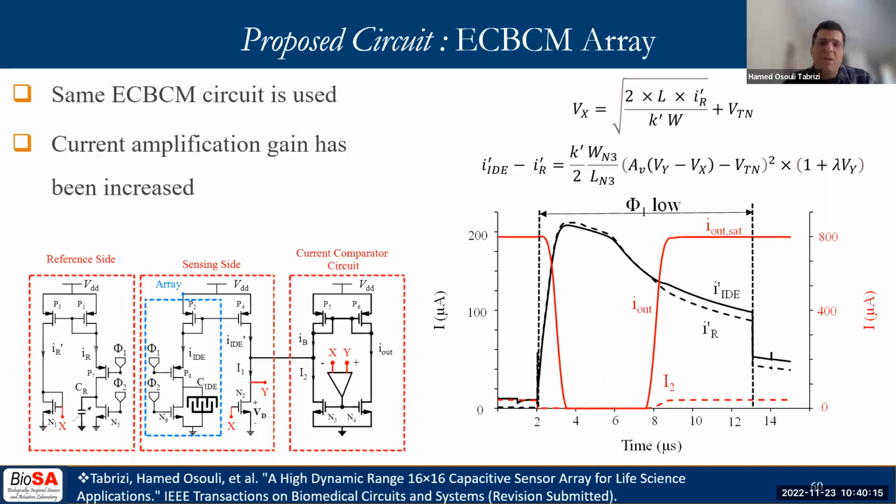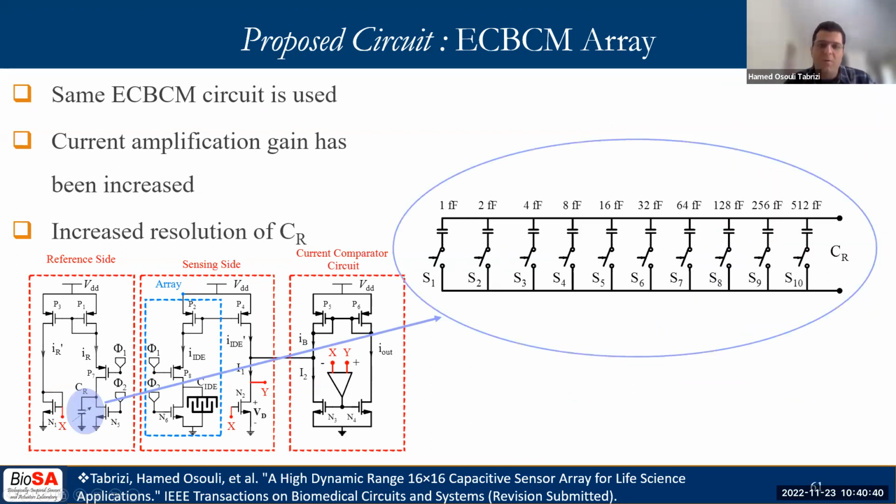Now, the interface circuit is adapted from the eCBCM of the first chip by increasing the current gain between I2 and I out. As the post-layout simulation results show, when the IDE waveform goes higher than IR, which happens in this curve here, I2 increases, and due to the high gain, I out jumps to a high current value.